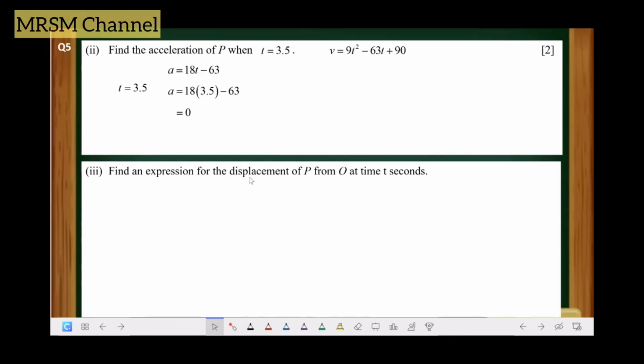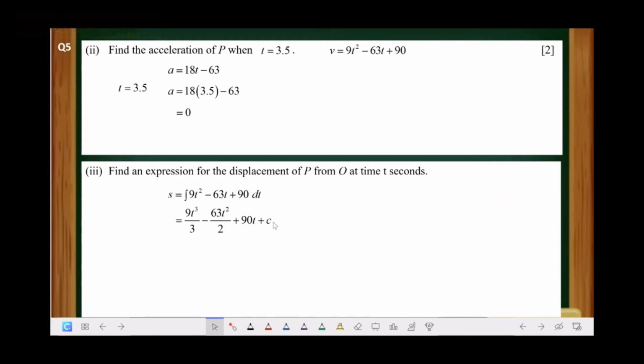So displacement, nak cari displacement from v, kita integrate. Okay, so integrate v. Integrate 9t square minus 63t plus 90. You integrate, you will get 9t cube over 3 minus 63t square over 2 plus 90t plus C. Okay, simplify. Alright, so C ni nak kena cari dulu ni. C ni apa dia? Okay, kita tahu particle tu, dia kata particle start when at origin O.